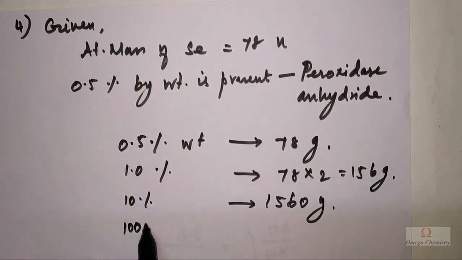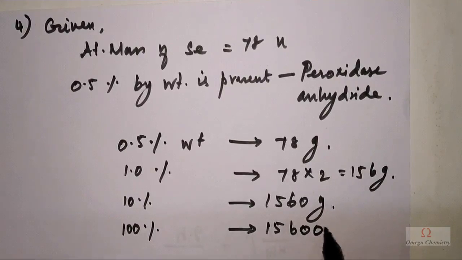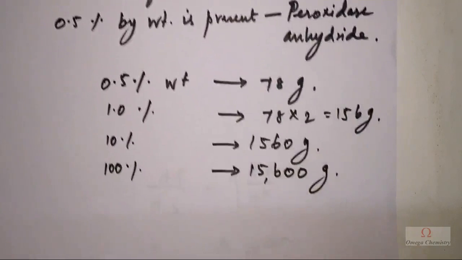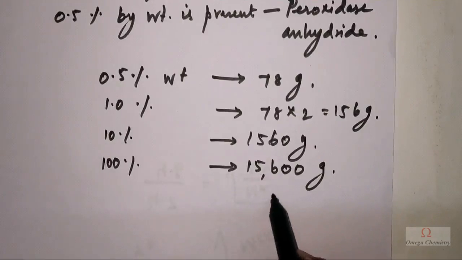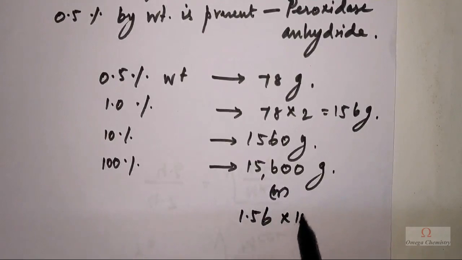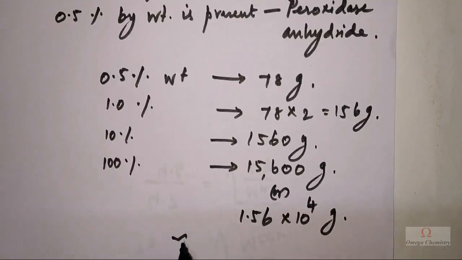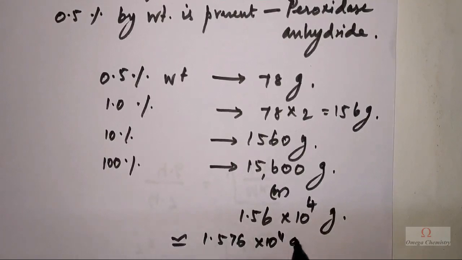What about 100%? 100% is, you need to add one more zero, right? Okay, so 15,600 grams. I can also write 15,600 grams as 1.56 into 10 to the power 4 grams, right? So that's our answer, approximately 1.576 into 10 to the power 4 grams.